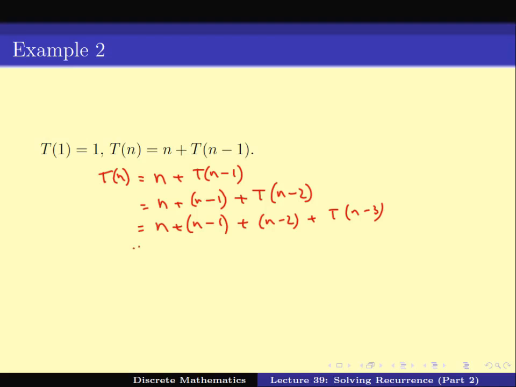And here again, let's do a leap of faith. As you see, when I have 3 here, I keep on doing it till 2. When I have 2 here, I keep on doing it till 1. So maybe if I keep on doing this till n minus k, I have T of n minus k plus 1.